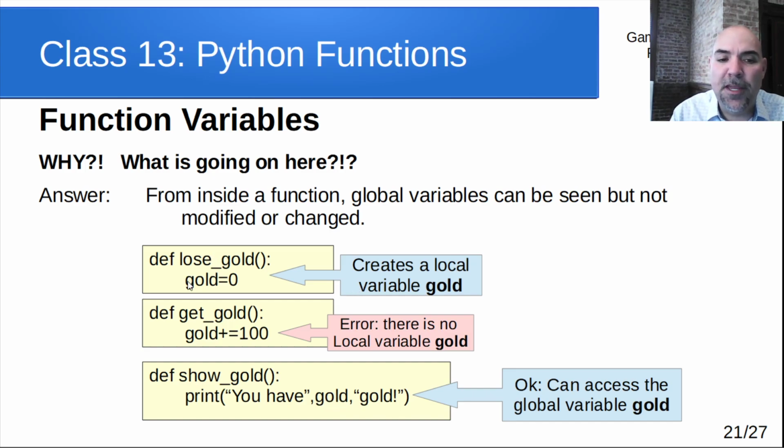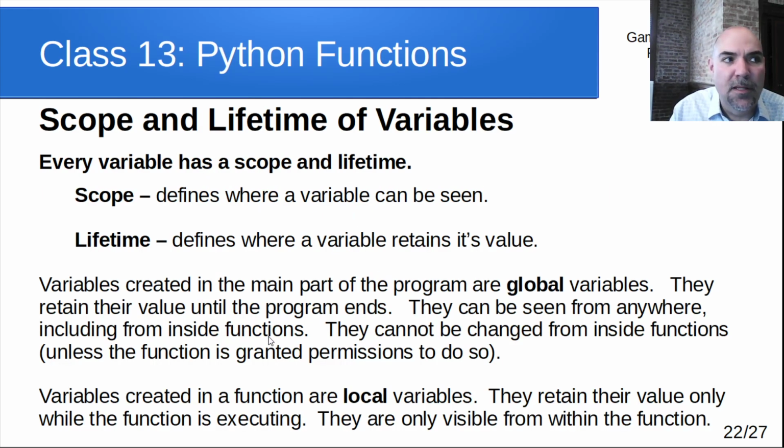But this thing here where I say gold equals 0, that's creating a new local variable that's just active inside this function, and it's setting that to 0. It's not affecting the original one. It's creating this new one that's only for this function to use. And down here, gold += 100 says, hey, my function doesn't have a gold variable anywhere in here. So there is no local variable inside this function called gold, and that's where we get that error.